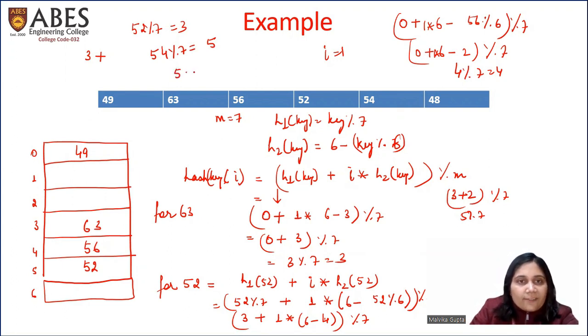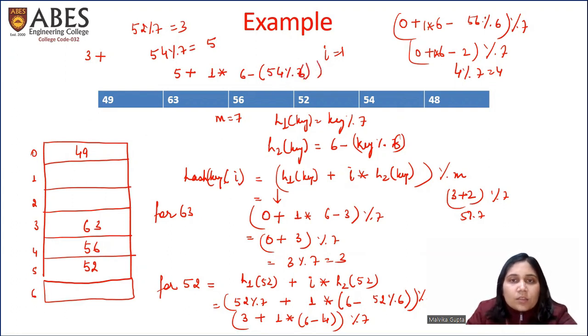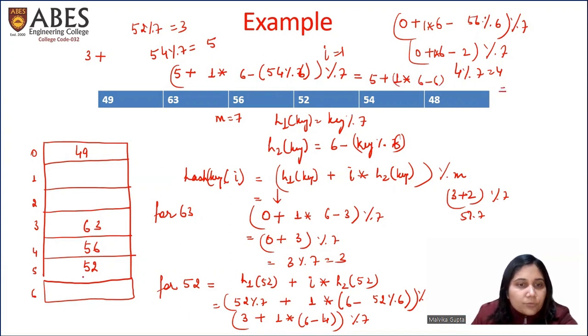So it will be 5 plus 1 multiplied by 6 minus, if you write 54 mod 6, modulus 7. So how much will it be? 5 plus 1 multiplied by 6 minus 6, it will become 0, this portion, so fifth position. But now at fifth position, we have 52 already stored. It means the collision has occurred for the second time. So we have to put the value 2 in this place, right?